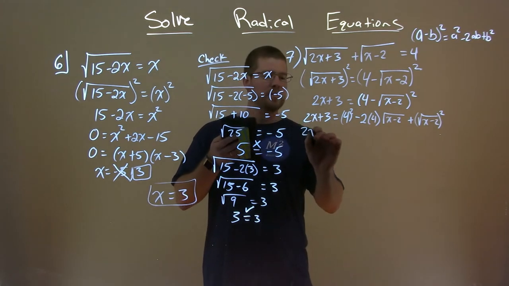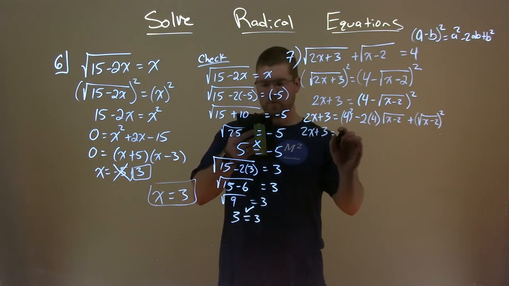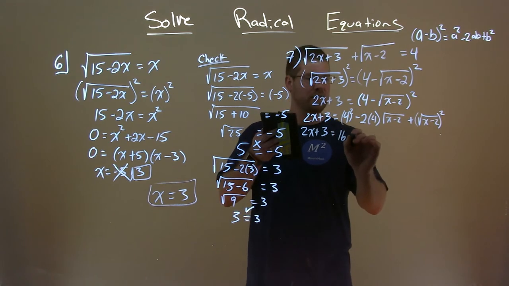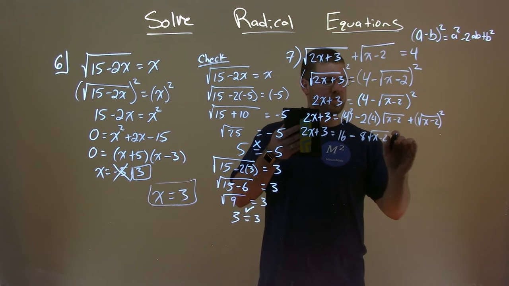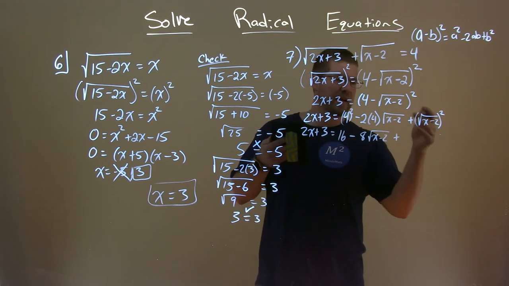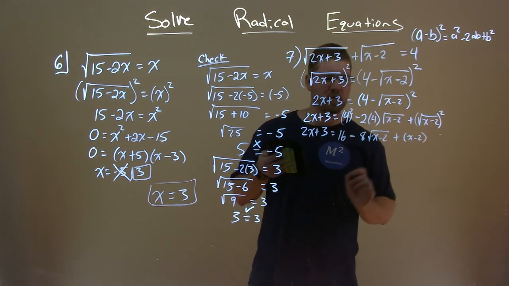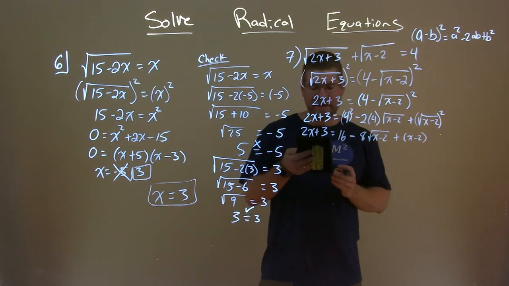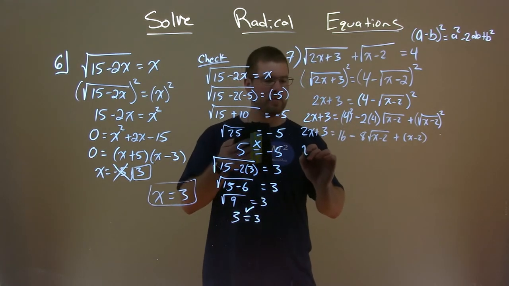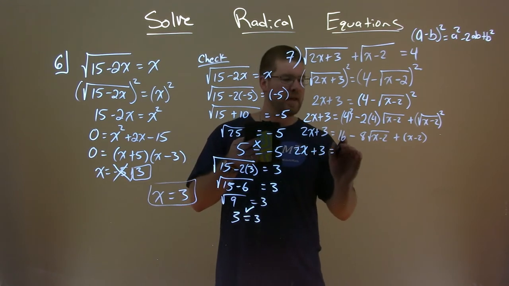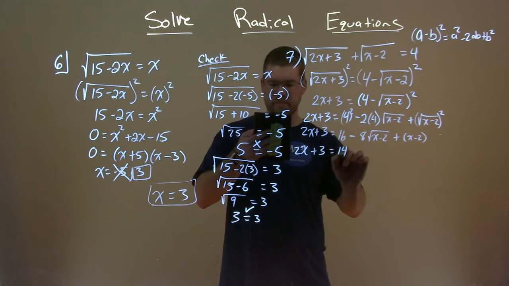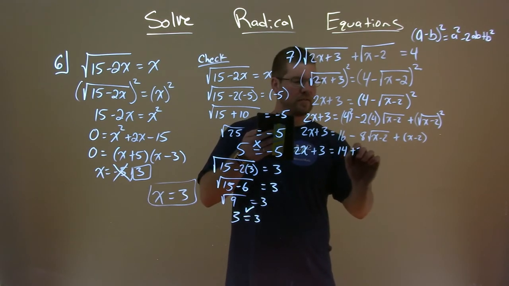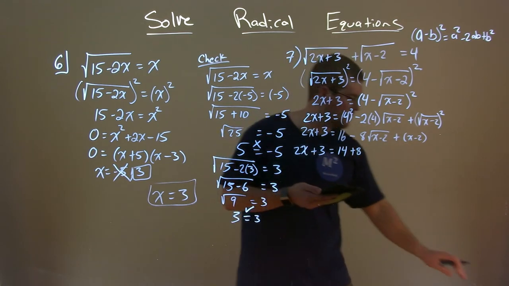Keep simplifying. 2x plus 3 equals 4 squared, which is 16, minus 2 times 4 is 8, square root of x minus 2, plus, well, the square root and the square cancel each other out, leaving x minus 2. All right, combining our like terms as much as we can here. So we have 2x plus 3 equals 16 minus 2, which comes out to be 14, plus x, that's an 8, plus an x.